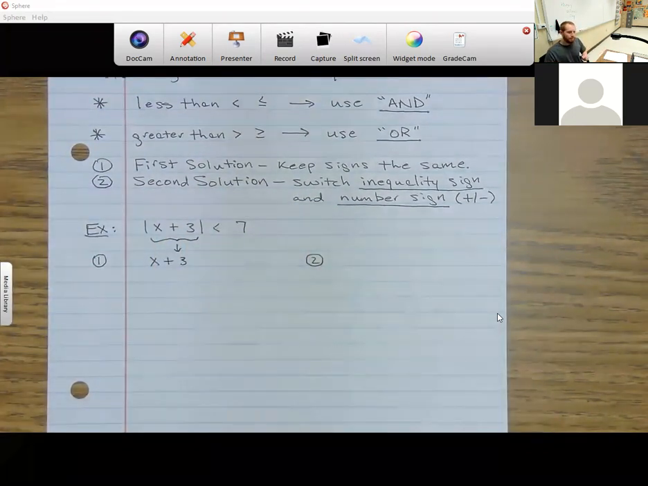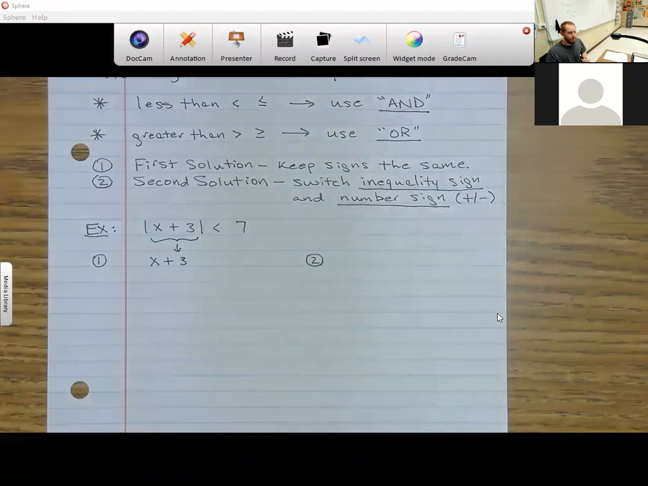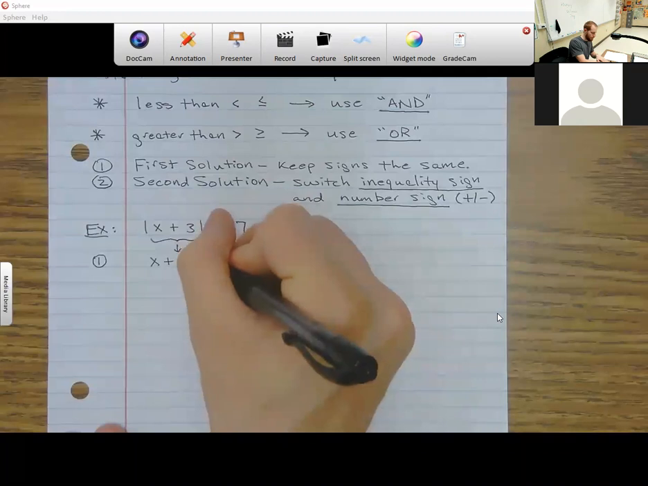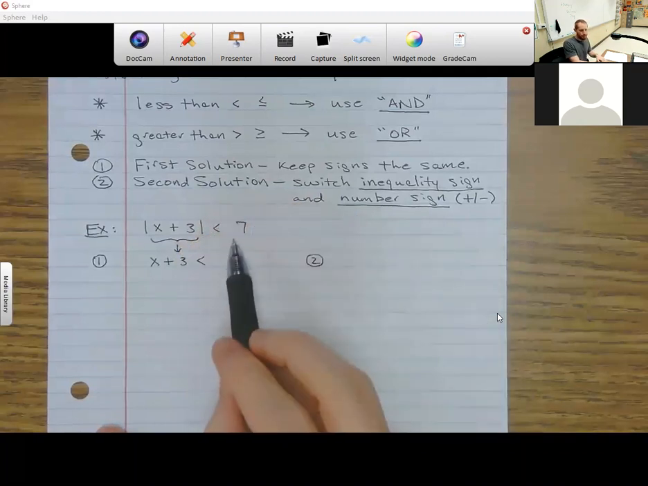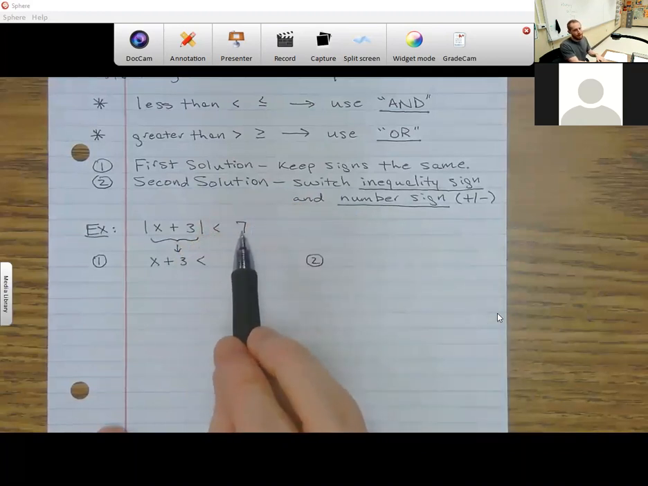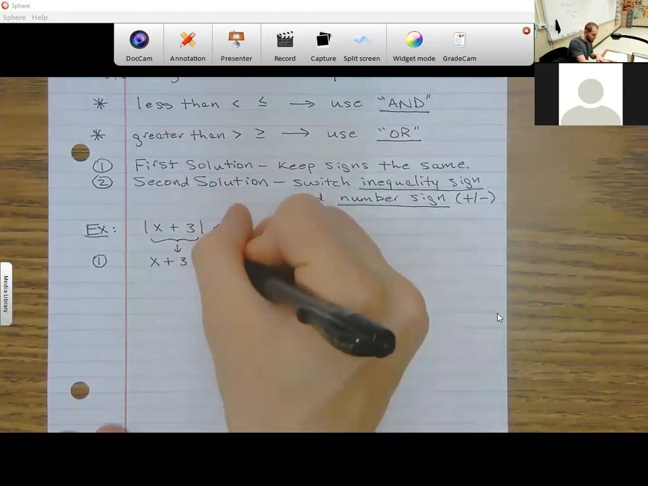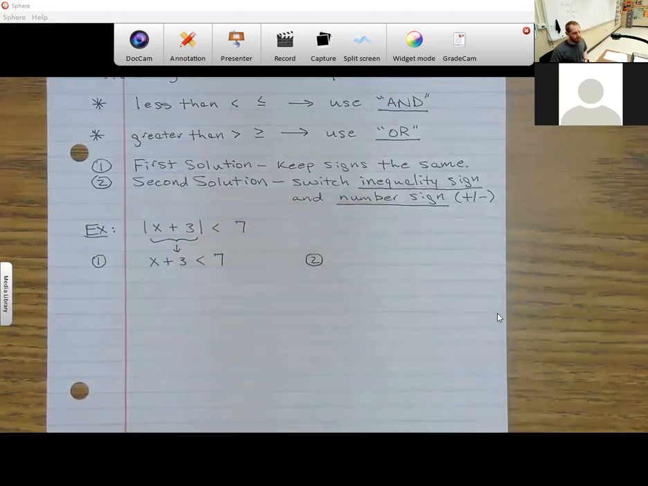So I take it out, and I keep everything the same. So the less than is going to stay the same. That just comes down. And the 7 stays the same. Remember, that's a positive 7, right? And I got to keep it positive because we're keeping everything the same just for the first solution, okay? So x plus 3 is less than 7.